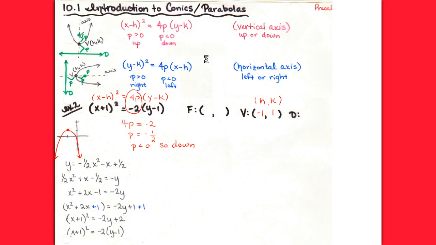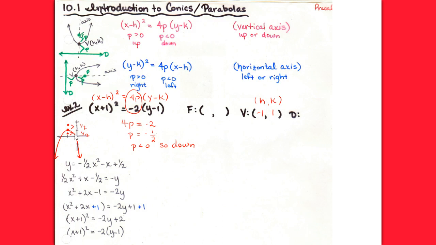Now I just need my focus and my directrix. So if I start at my vertex, I'm going to have my parabola wrap around my focus. So that means the focus will be in here, and it's going to run away from the directrix, or open away from the directrix. So that means my directrix will be up here. p is the distance from the vertex to the focus, and p is the distance from the vertex to the directrix. So if I start at -1, 1, and I go down 1/2, where am I?